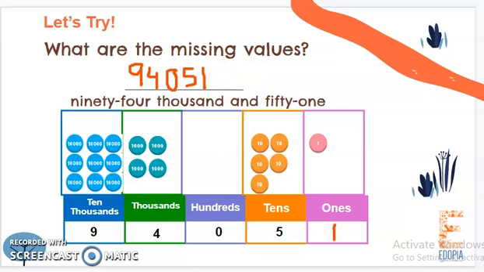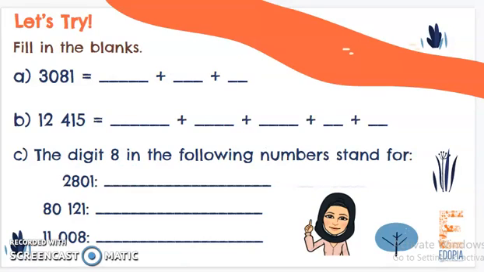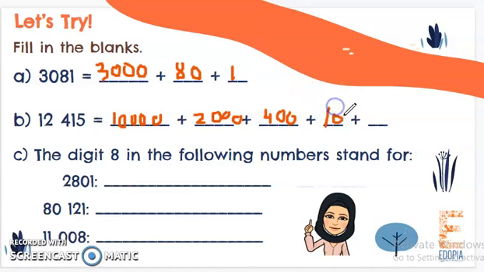94,051. Moving on next, we have filling the blanks. The first one says 3,081. Here we have to write down the expanded form. So starting with 3,000, 0 at hundreds place, then we have 80 and 1 at ones place. Now this B has 12,415. So 1 at 10,000. Then we have 2,000 at thousands place. Then we have 4 at hundreds place, which makes it 400. Then we have 1 at tens place, which makes it 10. And 5 at ones place, 5. This is how we write it in expanded form.